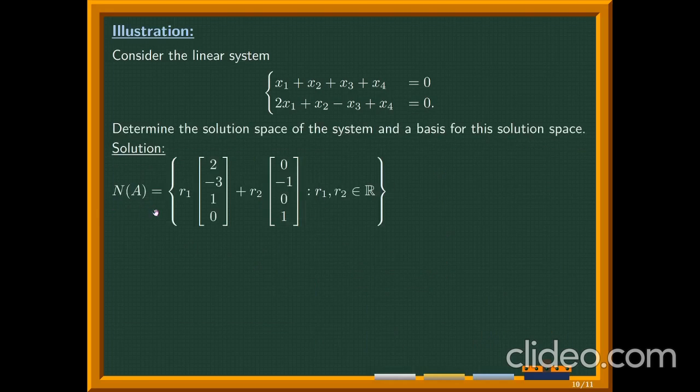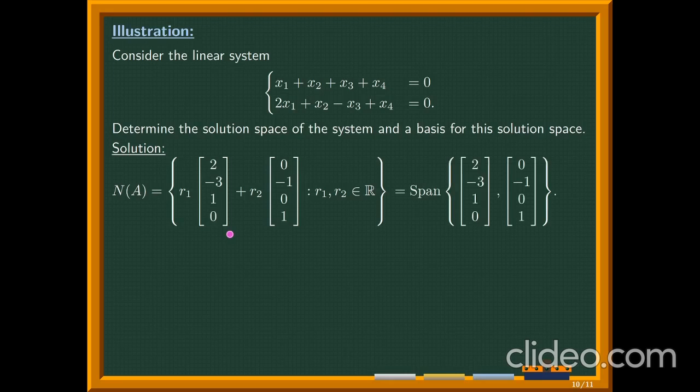So the null space is given by the set of all vectors of this form. In other words, it is the set of all linear combinations of vectors 2, negative 3, 1, 0 and 0, negative 1, 0, 1. So it is the subspace spanned by these two vectors. So we have here a spanning set for the null space.